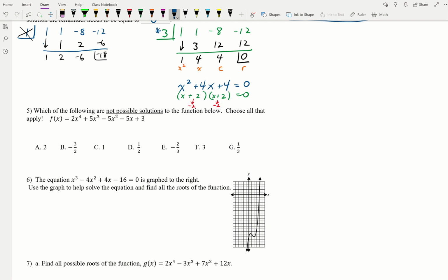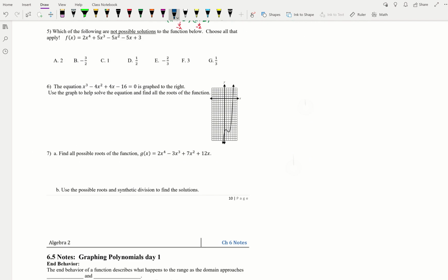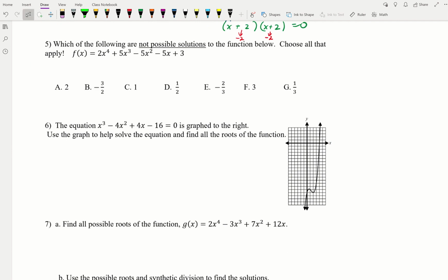All right, so we've got a couple more examples. Let's see, example 5 here says, which of the following are not, that's key, not possible solutions, okay? And again, it's not saying which ones are not solutions, it's specifically saying which ones are not possible solutions. So we can get our list of possible solutions by finding factors of p and q. In this case, the factors of p are going to be plus or minus 1 and 3. And then the factors of q are going to be plus or minus 1 and 2.